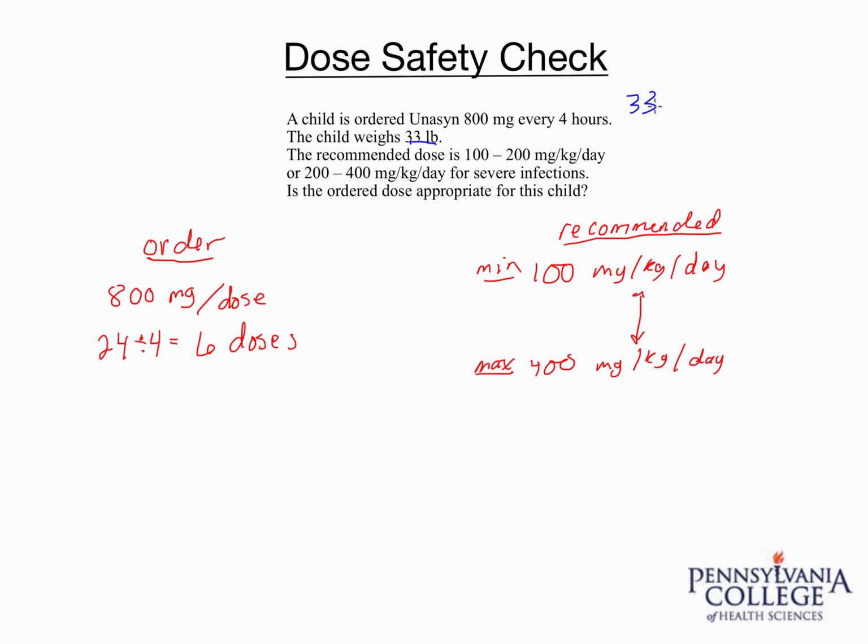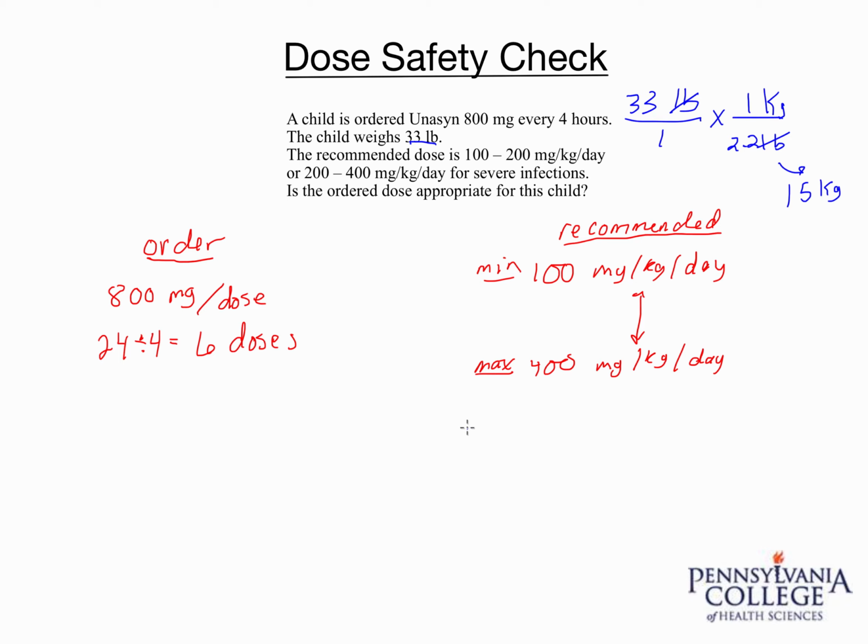The first step, and in most of these problems this is usually the first step, is to determine how many kilograms the patient weighs, converting pounds into kilograms using dimensional analysis. Pounds would cancel because I have the conversion factor, with pounds in the denominator. The conversion factor is 2.2 pounds equals 1 kilogram. If you divide 33 by 2.2, you get 15 kilograms. So this patient weighs 15 kilograms.